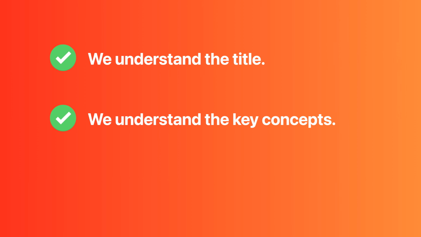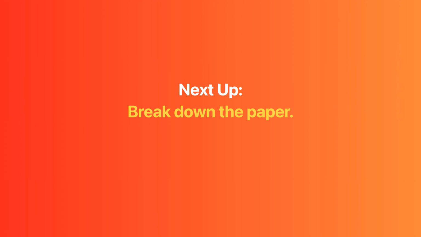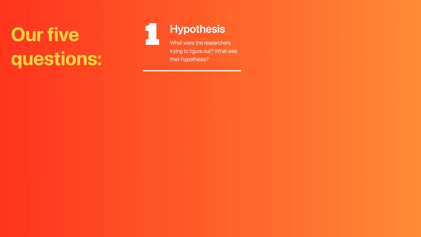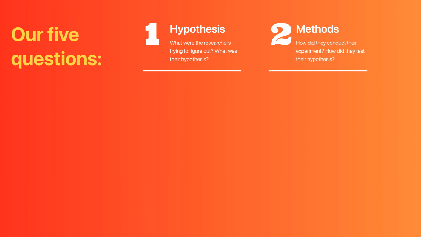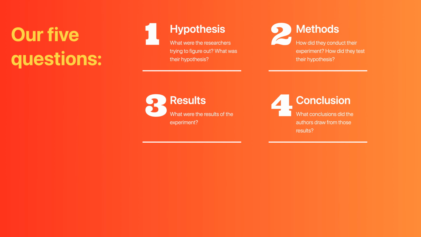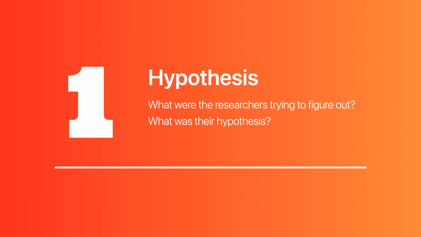Now that we understand the title and key concepts, we're ready to dive in and break down this paper. In this presentation, we're going to attempt to answer 5 questions. 1. What were the researchers trying to figure out? Or more specifically, what was their hypothesis? 2. How did they conduct their experiment? That is, how did they test their hypothesis? 3. What were the results of the experiment? 4. What conclusions did the authors draw from those results? And lastly, 5. Why does this research matter? Why should you care?